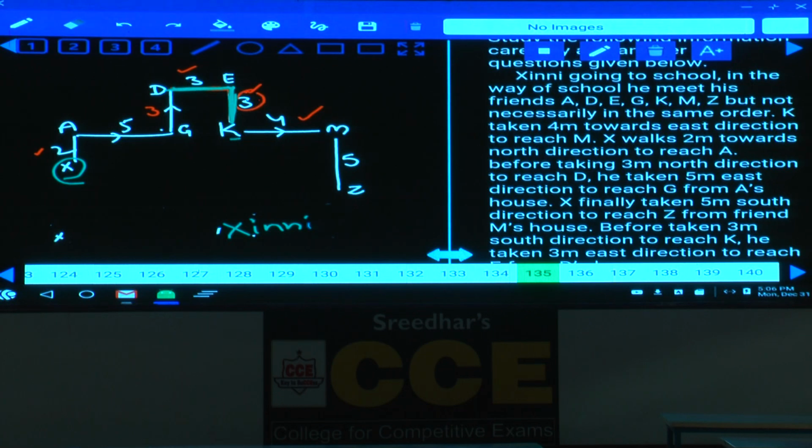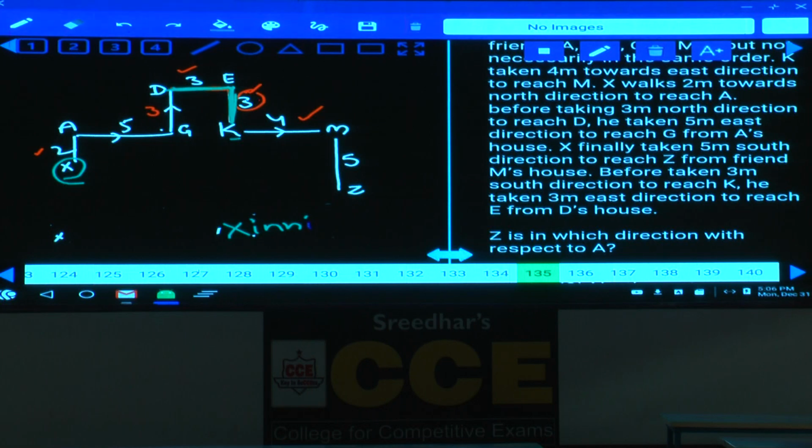Now Ginny finally takes. If X finally taken, that means here he is talking about a person. Hence in this place take it as Ginny. Ginny finally taken 5 meters south direction to reach Z. Okay? Ginny finally 5 meters south from M's house.